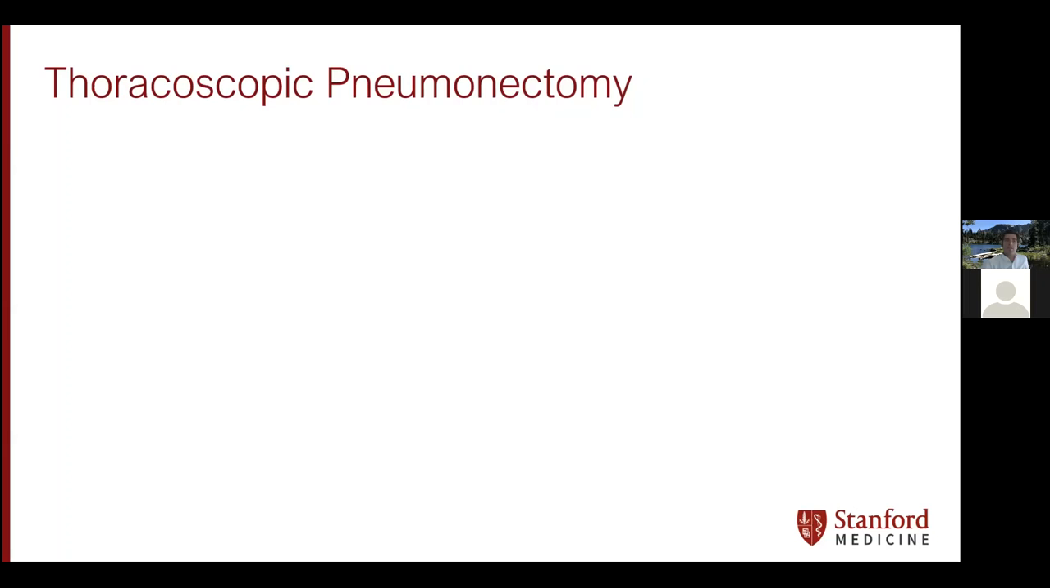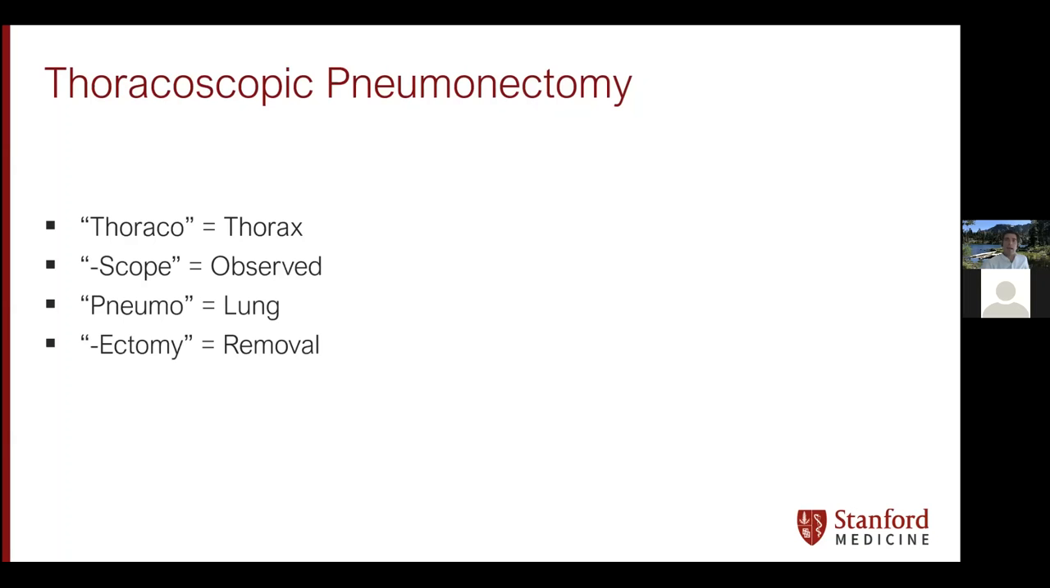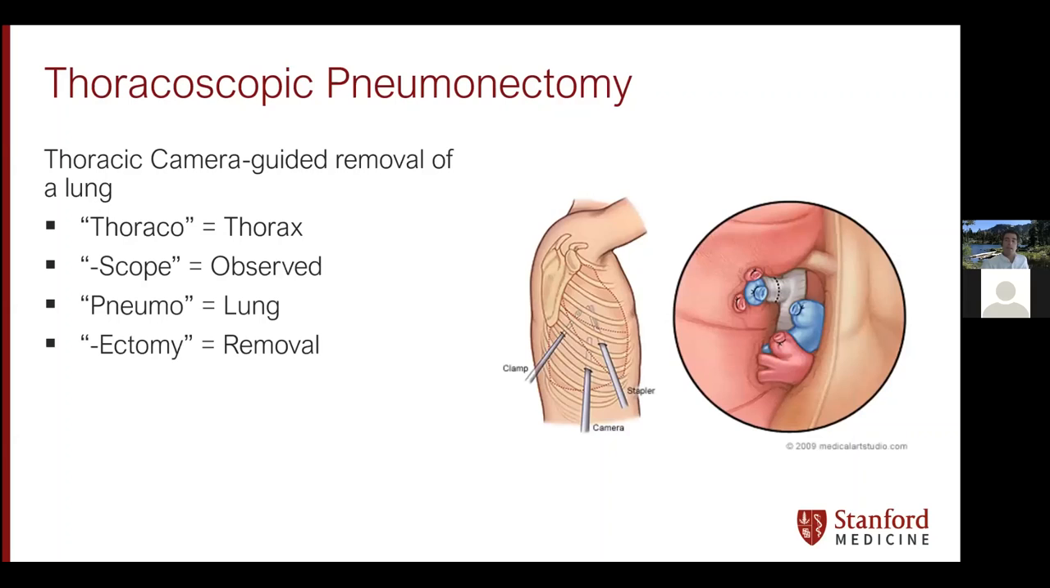Yeah, so I think you guys got it absolutely right. So thoraco is thorax, scope is observe, pneumo is lung, ectomy is removal. So thoracic camera-guided removal of the lung under camera visualization, as opposed to if they did a thoracotomy, where they actually cut in between the ribs and then open that space up and pull it out by hand instead of with a scope.